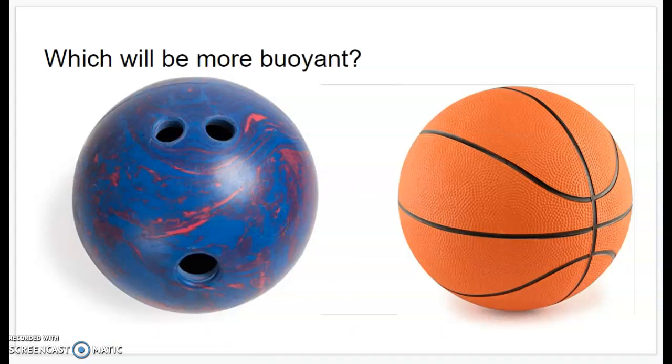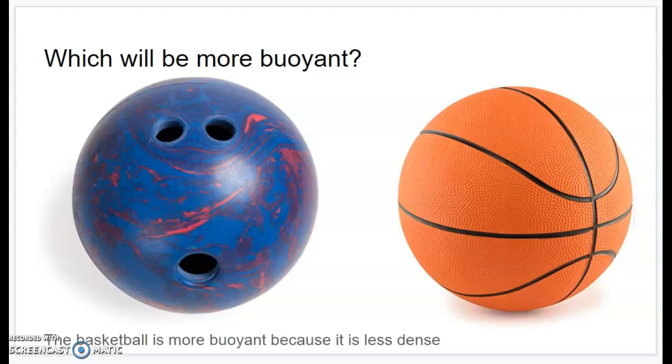Which one do you think would be more buoyant? Do you think a bowling ball would be more buoyant, or do you think a basketball would be more buoyant? If you said the basketball, you are correct. The basketball is more buoyant because it is less dense. Okay, it is more buoyant, so it floats. It floats easier because it is less dense. It has less weight in that volume.